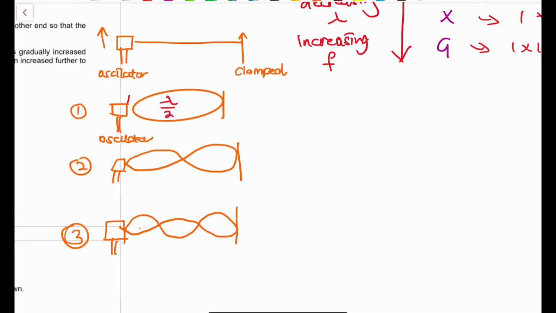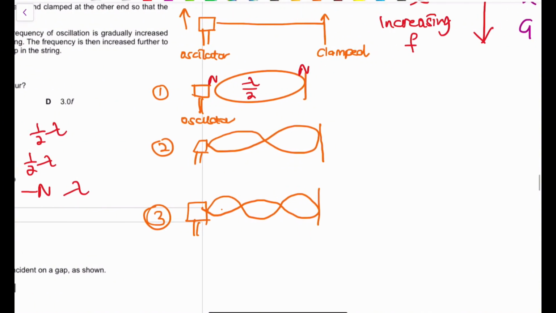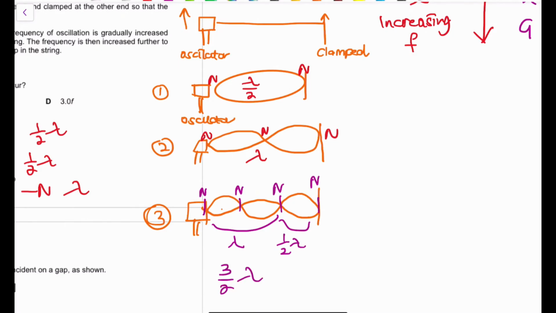Why? This is a node and this is a node, and we know for a fact that from a node to a node is going to be half lambda. From an antinode to an antinode is also half lambda. From a node to a node to another node is going to be lambda. So in the second one, where there's a node here and another node here, this is going to be lambda. And for D, we have a node here, another node here, another node here, and another node here. This is going to be lambda, and this is going to be half lambda. So in total, you're going to have 3 over 2 lambda.